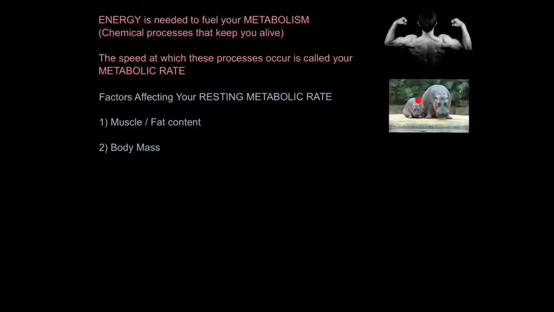Here you can see a small hippo and a big hippo. This one will have the higher metabolic rate, quite simply because it has more cells which require energy. So if you're very large as a person, you are going to have a very high metabolic rate. And that's why if you start exercising, you'll often lose mass very quickly at first.